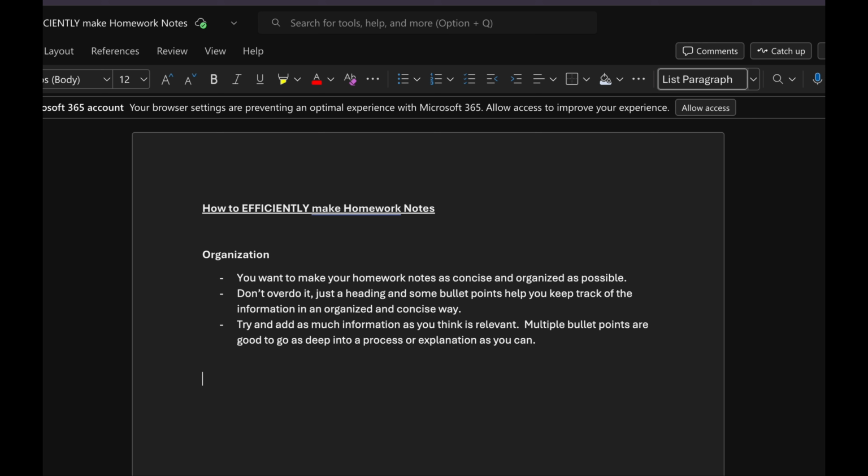When you have all the information you need for a section, skip a line on the page and make a header for your next section.